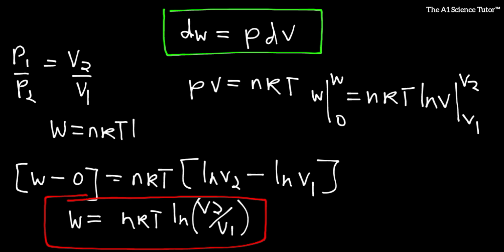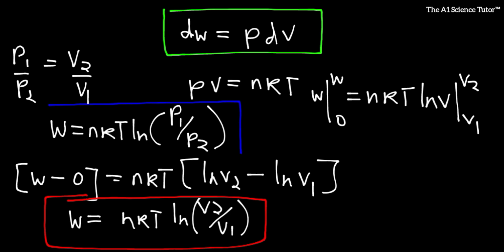This is nRT ln, you got V2 over, whoa, I need to change this. So this should be P1 over P2. And so that basically is the form that is needed in order to derive these equations.